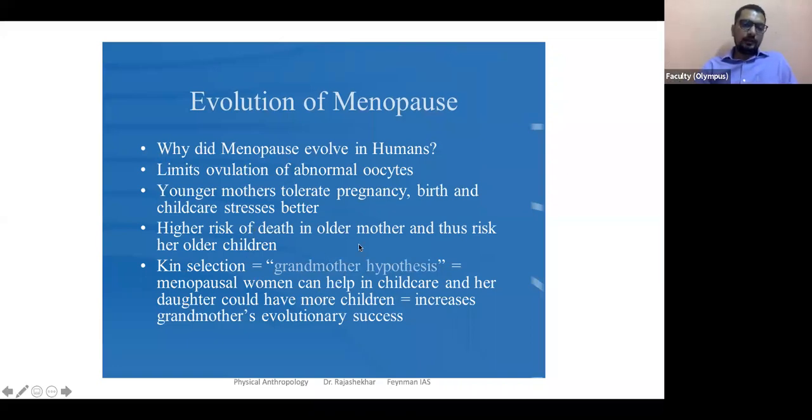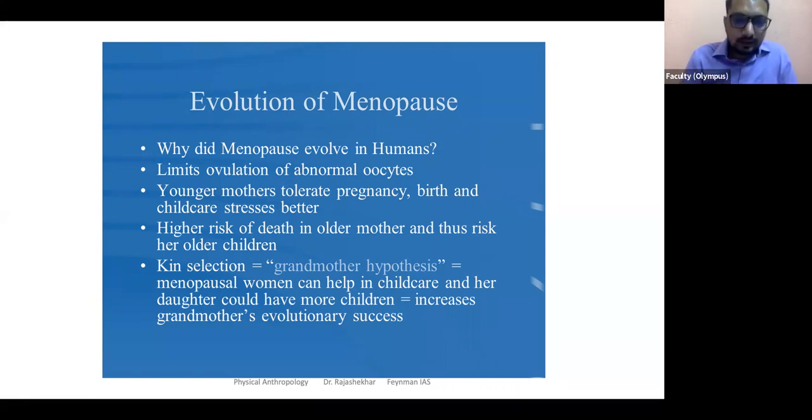Higher risk of death in older mothers, and thus risk for older children. Similarly, if older mothers have to go through pregnancy and the delivery process, they may not survive it very well. So there is a risk to their children, also to their older children. So from an evolutionary perspective, if you notice, having that point cease early enough makes sense.